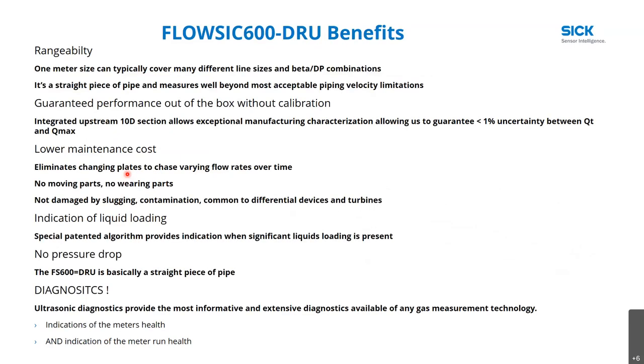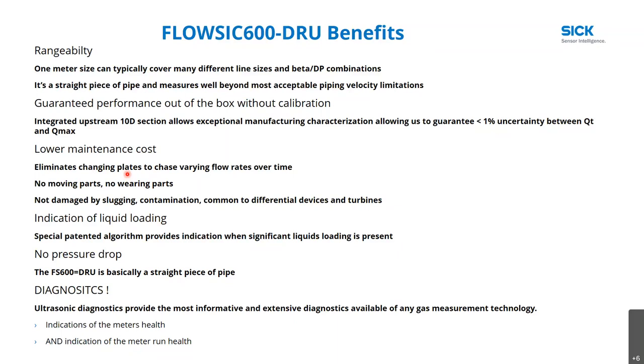Some of the benefits of the DRUs: the rangeability, again, you can probably get around a 150-to-1 turndown ratio. Even though you probably never will flow more than say 80 feet per second, if you overrange the meter, it has the capability of measuring that overrange flow. Out of the box, it's 1% guaranteed, so no need for flow calibration for that expense. Very low maintenance, like we discussed earlier.